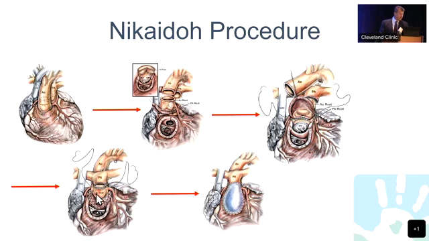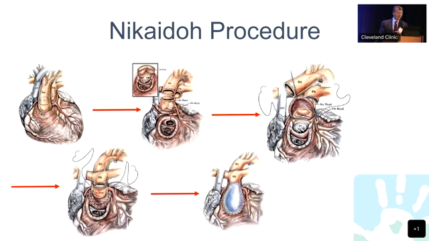Then the VSD is closed to the aorta with this patch, and then the RVOT is reconstructed. So there's a Lecompte, the PAs are translocated anteriorly, and there is autologous continuation between the ventricular outflow tract of the right ventricle and the PA.